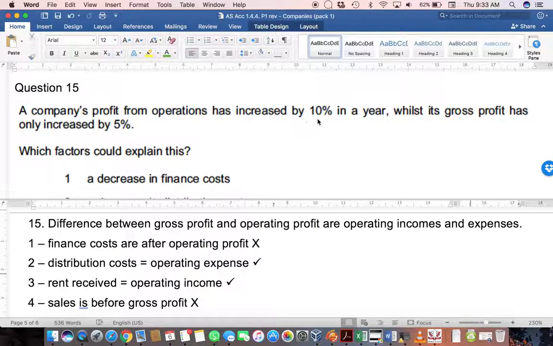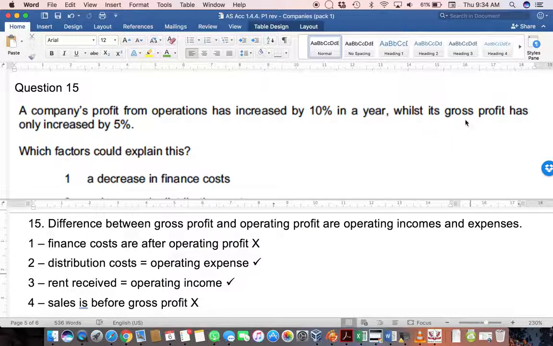A company's profit from operations has increased by 10% in a year. Remember, operating profit or profit from operations is your gross profit plus or minus all your other operating expenses, but it's before your interest income and expense, in other words, your investment and finance income and costs. While its gross profit has only increased by 5%. Gross profit is obviously your sales minus cost of sales.